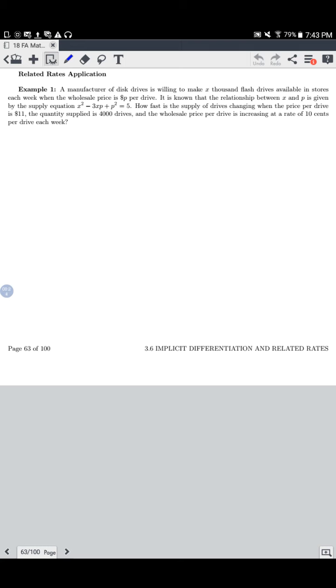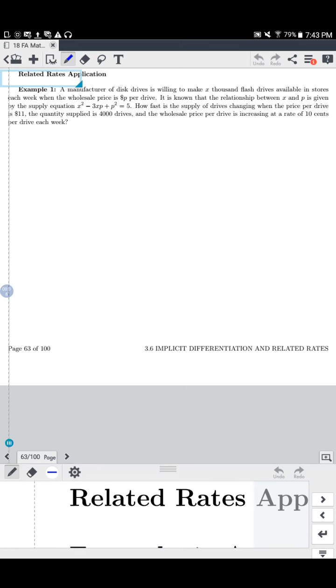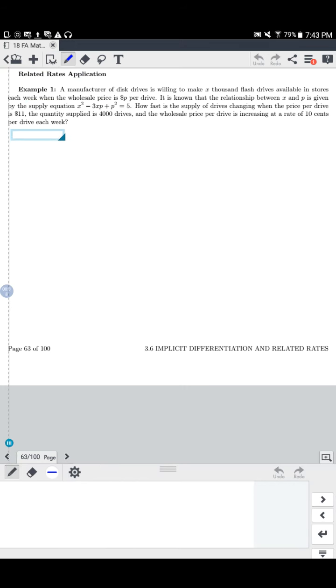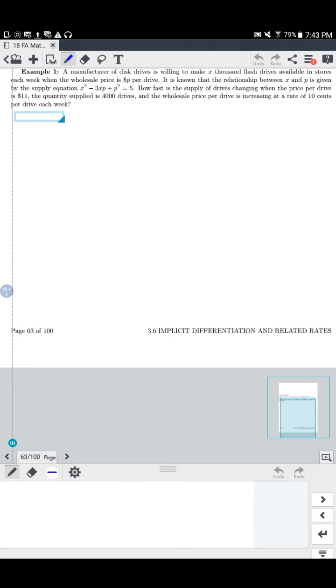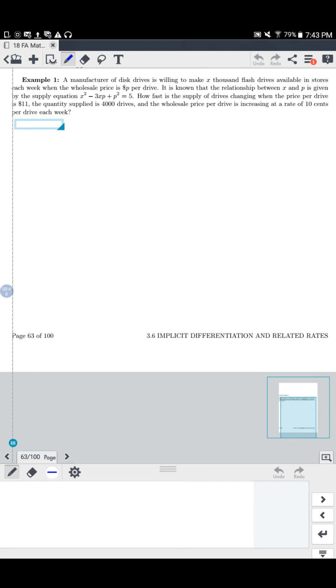So we have two things changing with respect to time, and none of the original variables were time. So we're going to see when we take the derivative of x with respect to time, we'll have a dx dt, and derivative of price is going to be dp dt. So it's nice because we get some concrete numbers and everything has a d something dt. So there's some consistency here.